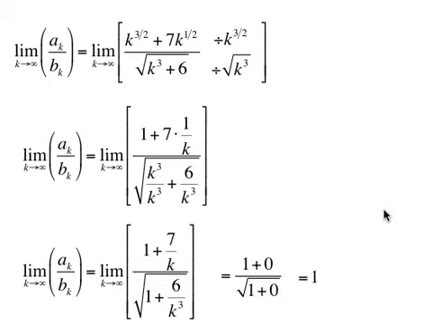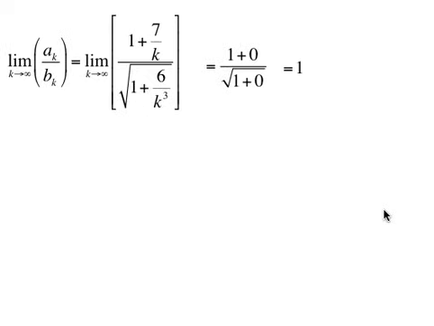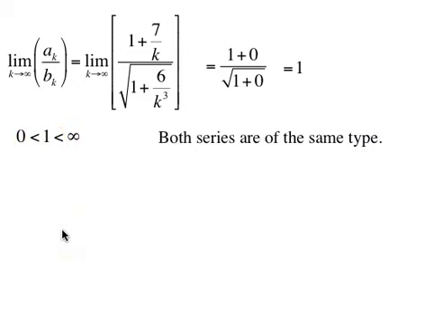Now on the limit comparison test, the result needs to be a positive finite number. 1 is a positive finite number. When that happens, both series are of the same type. So you notice I'm emphasizing the fact that it is a positive finite number, more than 0, less than infinity. So both series are of the same type.